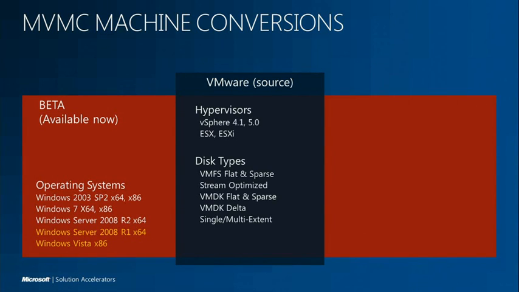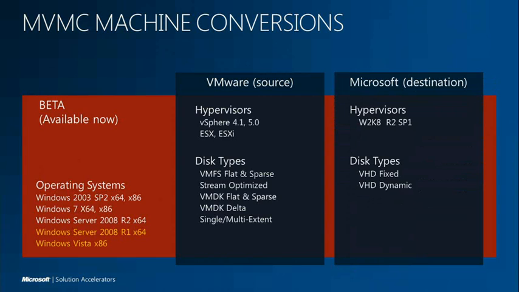So there are two ends of the conversion process. There's the source where we pick it up, and there's the destination where we deploy it. From a source perspective, we're supporting ESX and ESXi, and the disk types that are listed here are disk types that we'll successfully convert for you. Destination, today we'll allow you to deploy on a 2008 R2 SP1 hypervisor. I know that's a mouthful, but that's the most current server version that's available out there right now. We also support VHD fixed and dynamic.